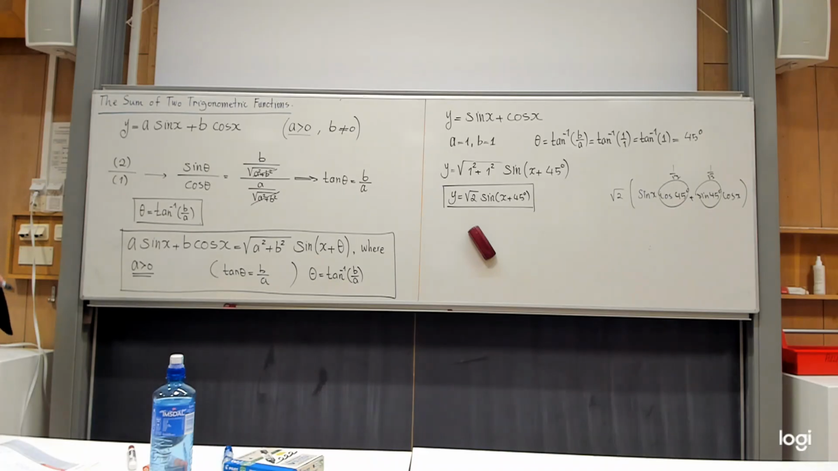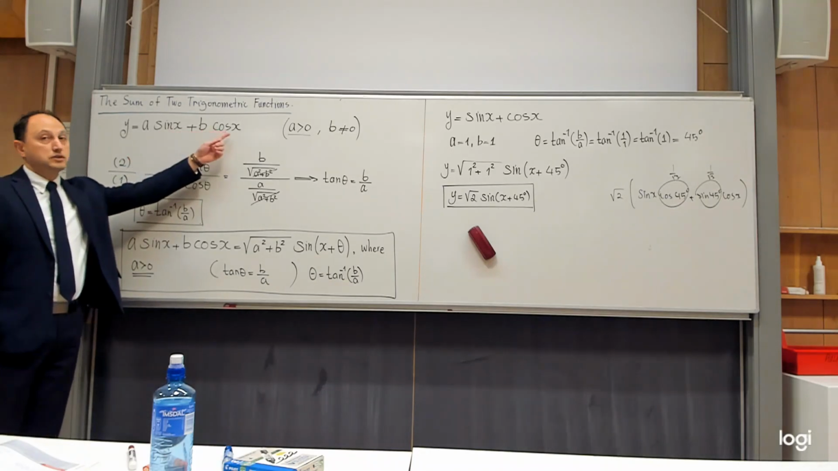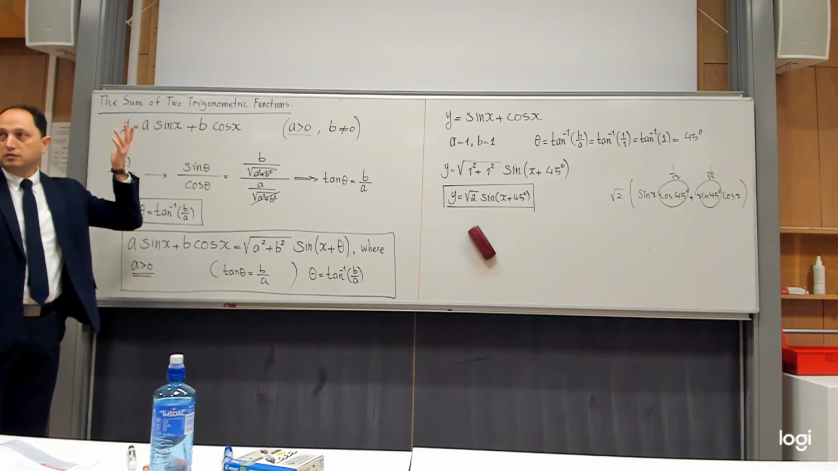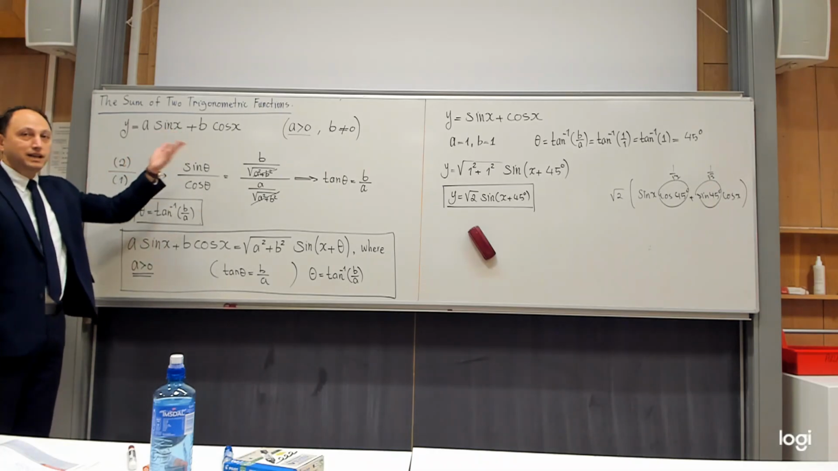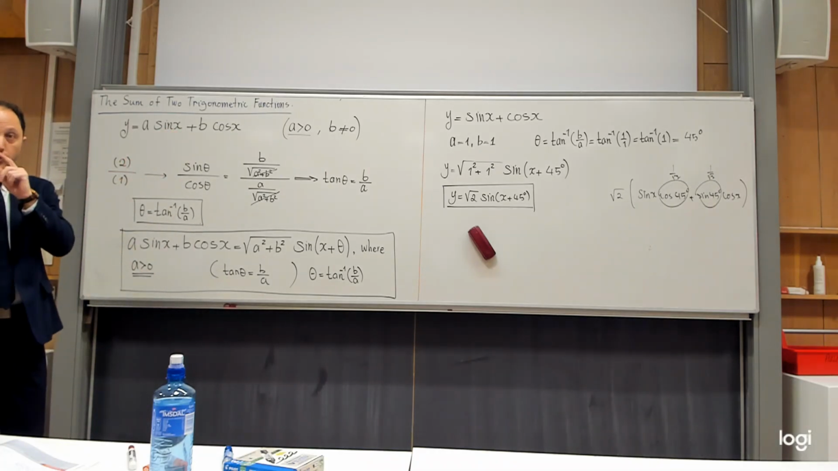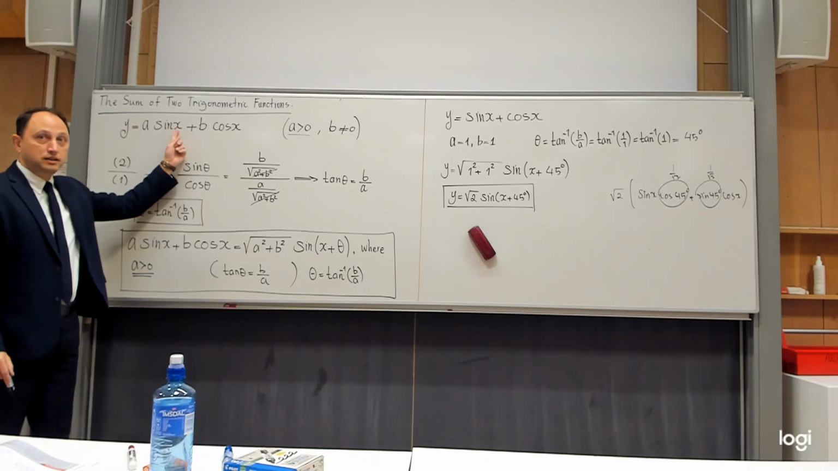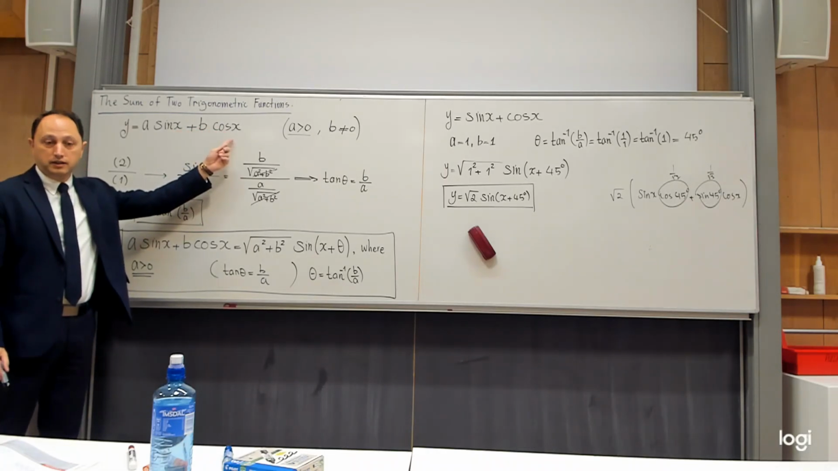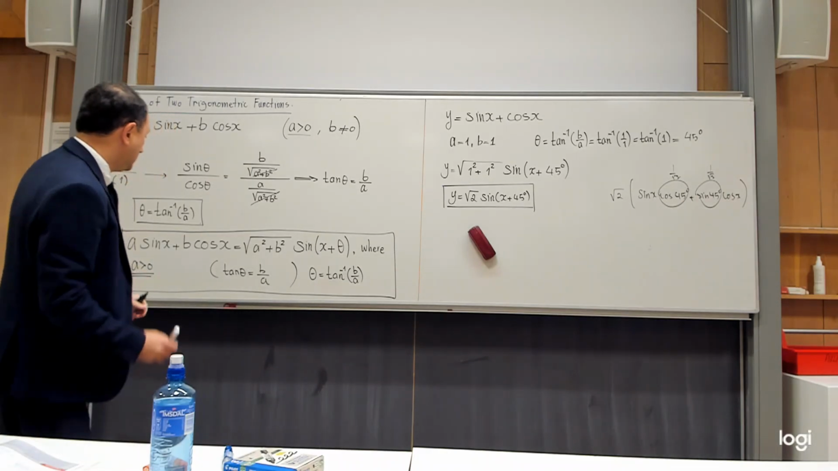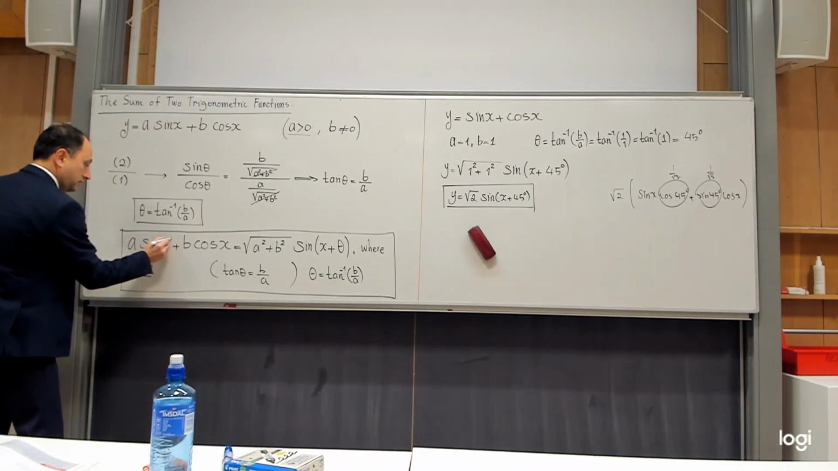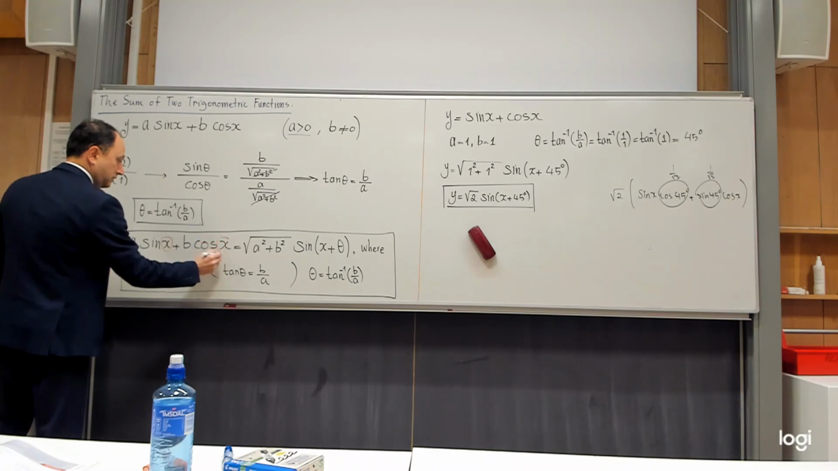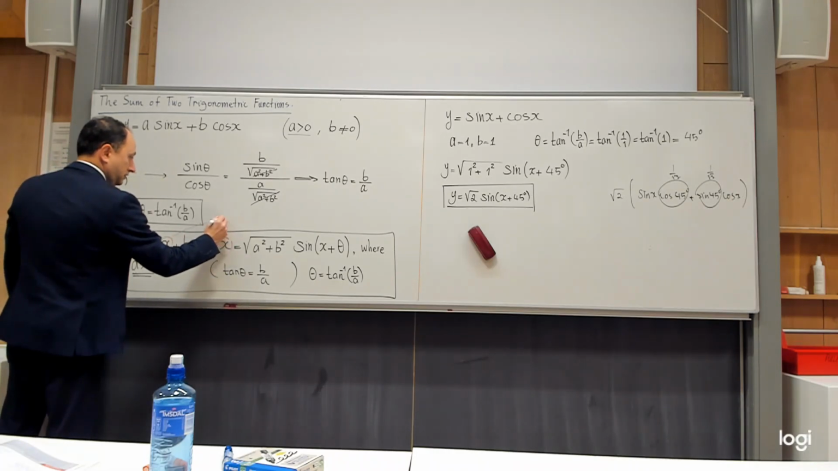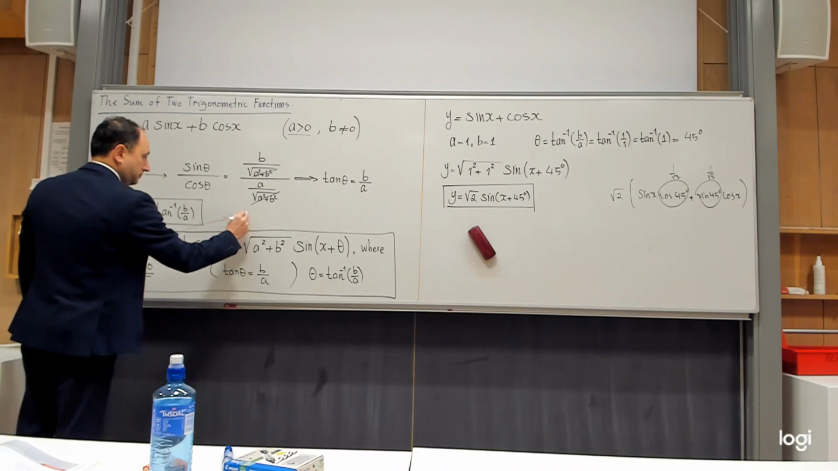One thing is that I started with x. I could have started with 2x in the beginning, or I could have started with any angle. Yes? The point is that the angle that appears here should be exactly the same angle that appears in front of cosine. So let me just emphasize here. They have to be the same.